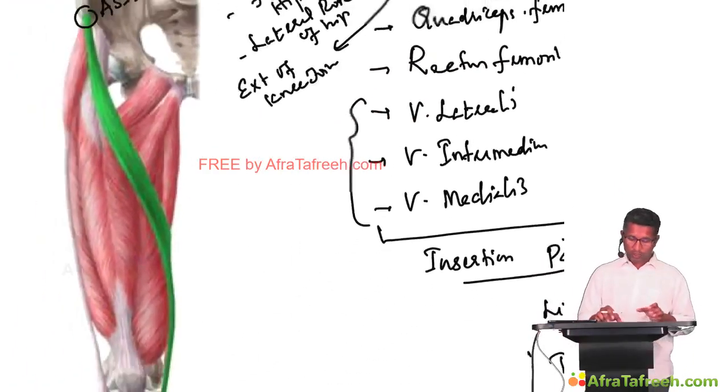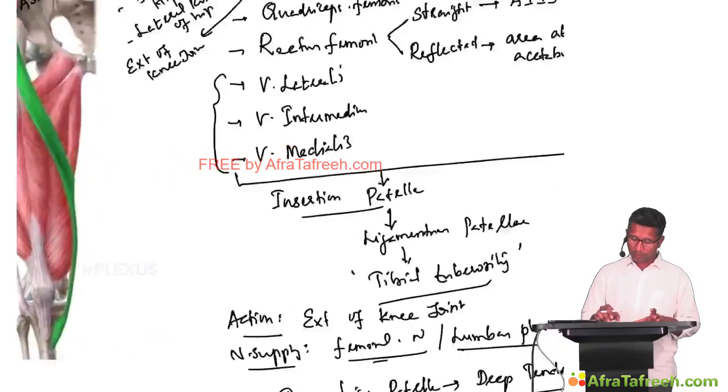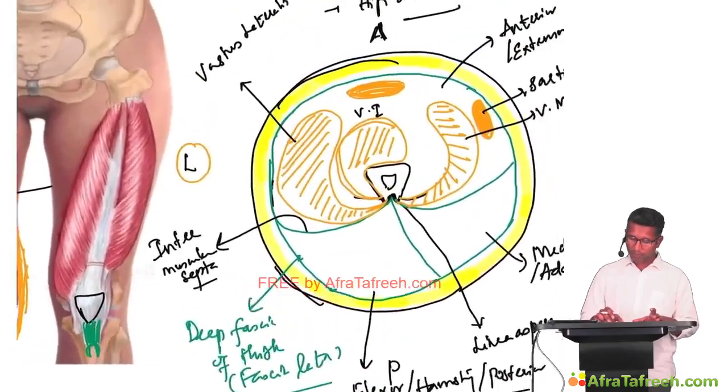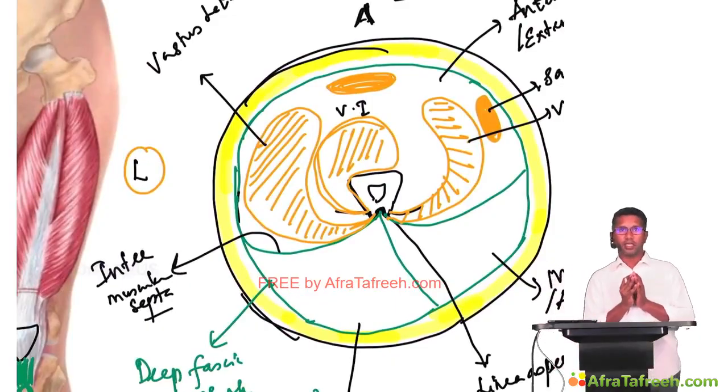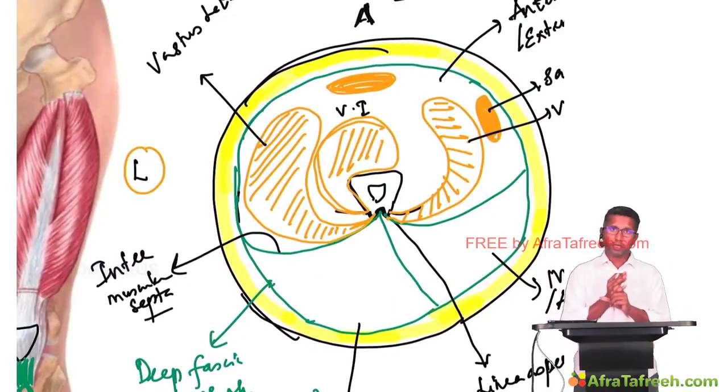Now, what is the nerve supply on the anterior aspect of the thigh? When you come to this compartment, guys, always remember, whenever you have a compartment in the thigh, each compartment will have its own nerve supply. They will have their own blood supply.